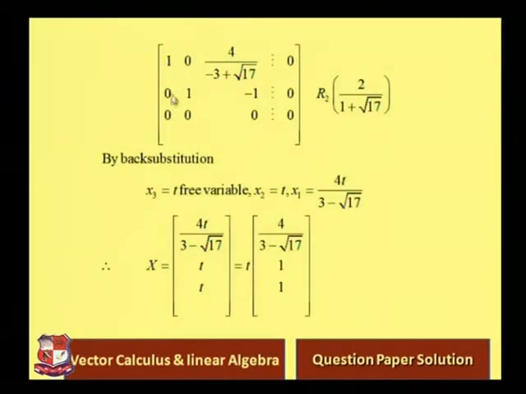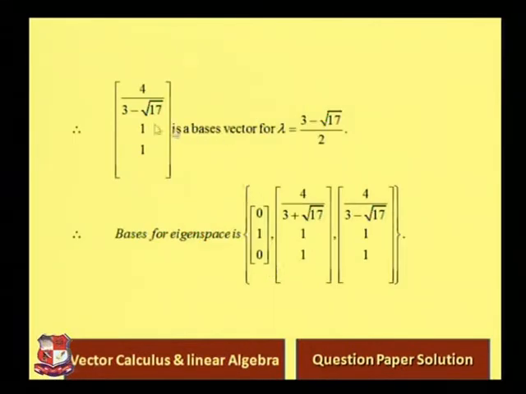There are only two leading ones, in the first column and second column; in the third column the leading one does not exist. So we can say x3 is a free variable, so x3 equal to t. Then we find x2, and the answer is this one. Substitute in x, so we get this. Therefore this is the basis vector for lambda equal to this eigenvalue.